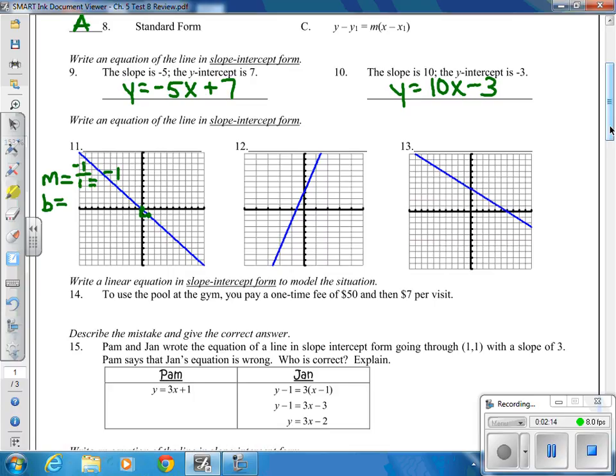For the b value, it is at the origin, so that would be a 0. Right? So your equation for this line is y equals negative x. Okay, don't put plus 0. If 0 is involved, just take it out of the equation.